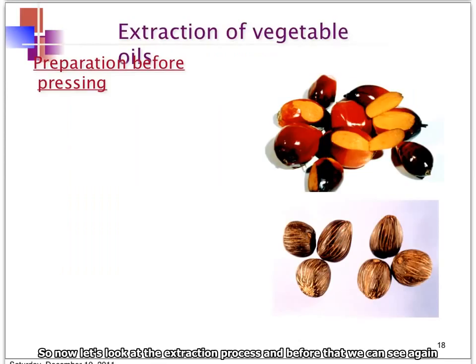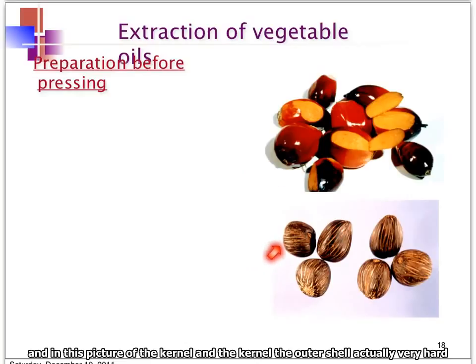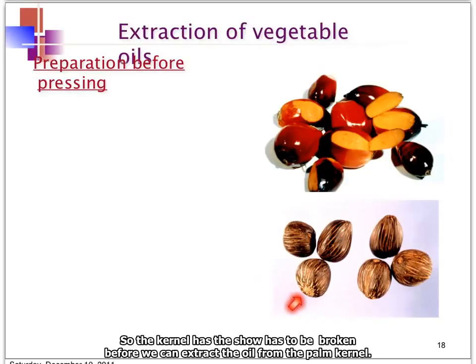So now let's look at the extraction process. Before that, we can see again this nice picture of the fruitlets from the oil palm fruit bunch, and a picture of the kernel. The outer shell of the kernel is actually very hard, so to get into the white flesh inside, the shell has to be broken before we can extract the oil from the palm kernel.